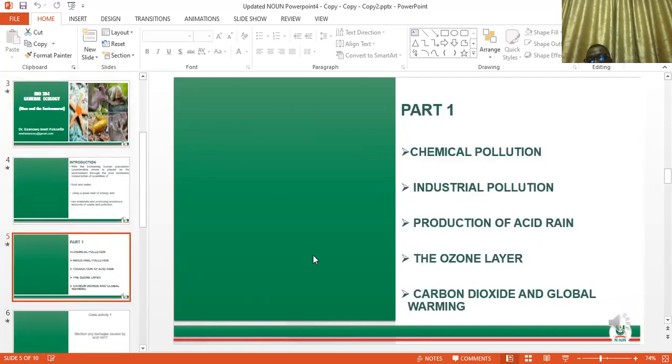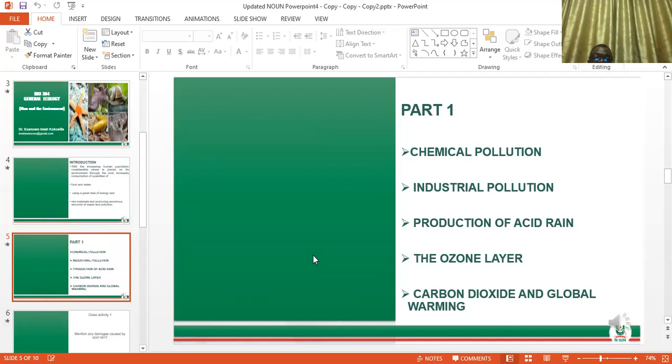And we'll look at different types of pollution, what we know as chemical pollution, industrial pollution, production of acid rain, carbon dioxide, and global warming. Most of these chemicals from industries have been released like effluent into the environment and are affecting the aquatic biota. Same with industrial production of acid waste. As you know, reaction of these chemicals with water leads to acidity of our water bodies as the rain falls to the ground.